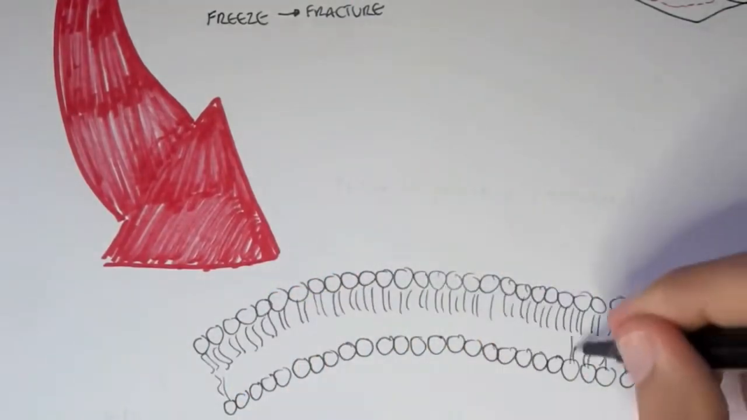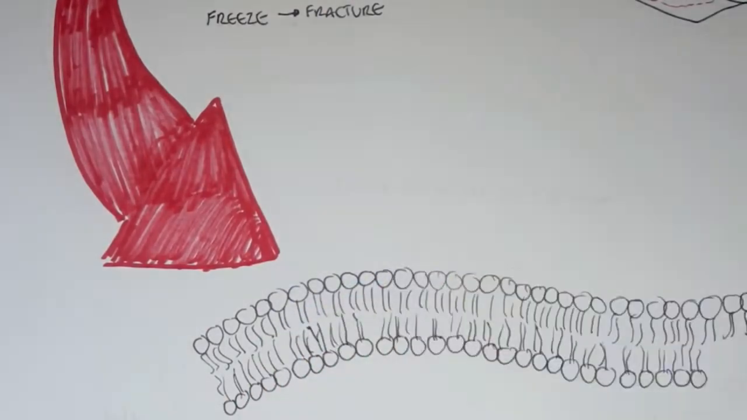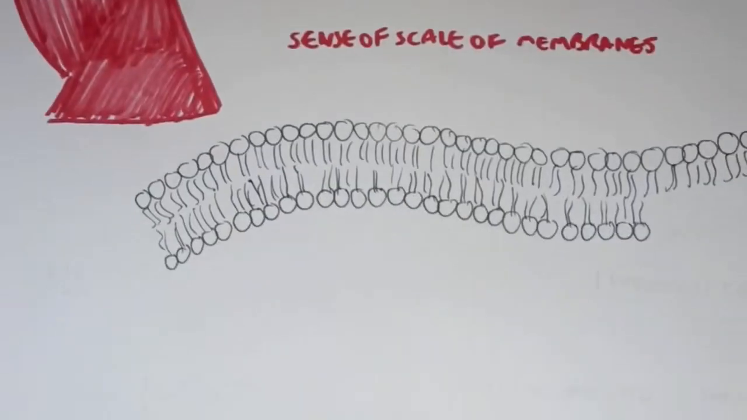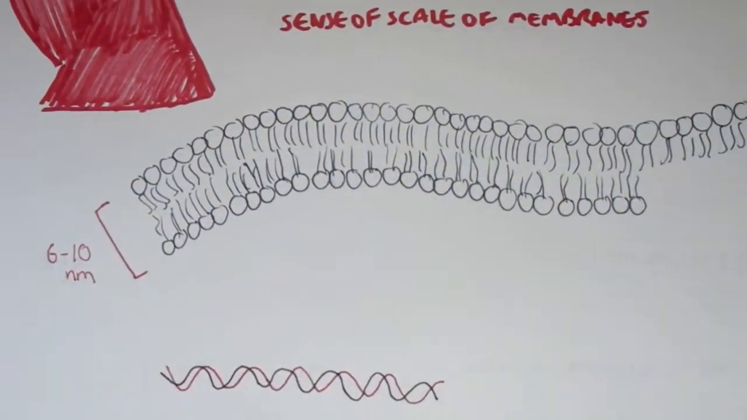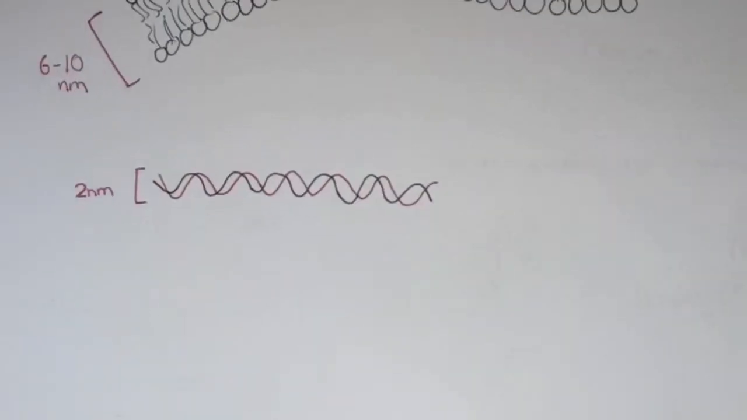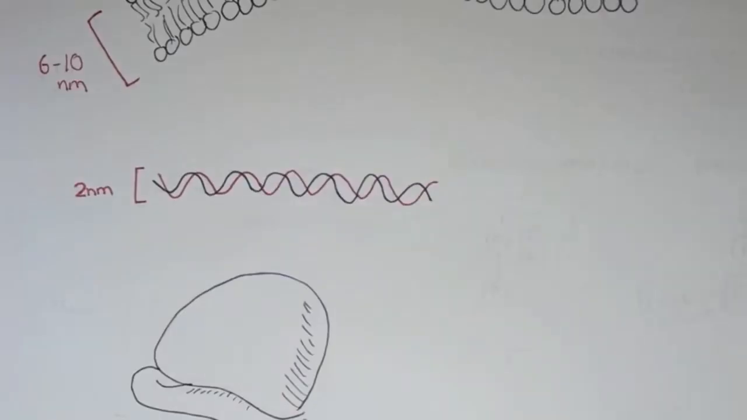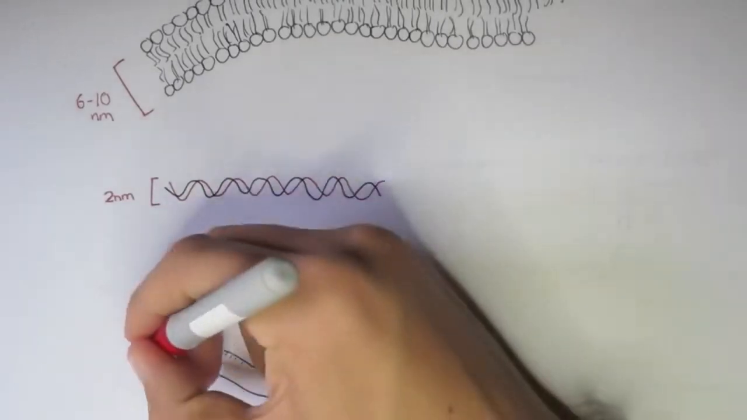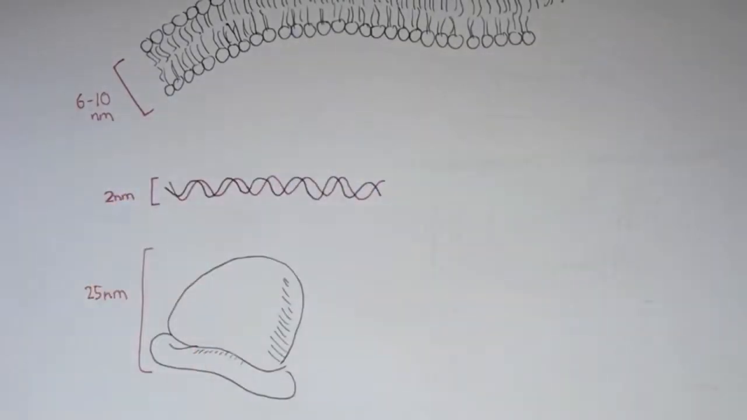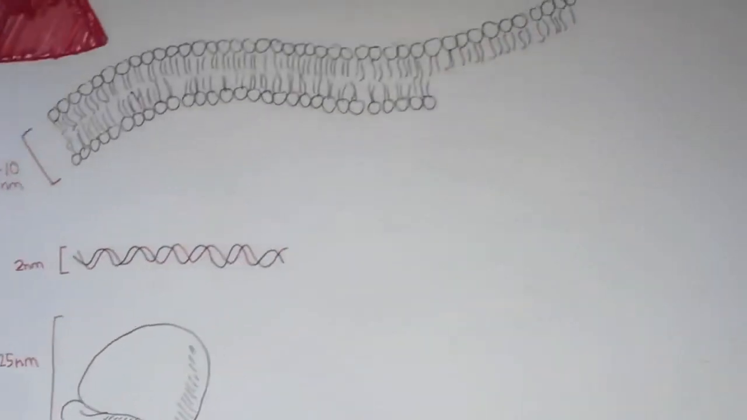And so, as mentioned, the plasma membrane is about 6 to 10 nanometers. A DNA in our body is 2 nanometers, so not that much difference. And a ribosome in the cytoplasm is about 25 nanometers, and these transcribe proteins, remember. So as you can see, the plasma membrane is pretty small.